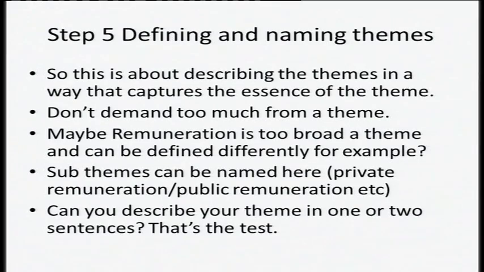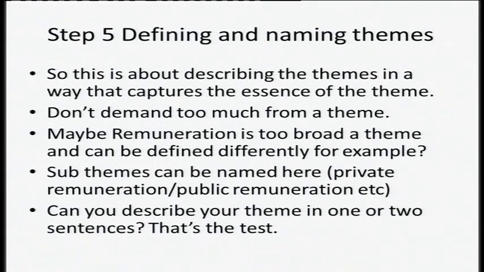So you've done your coding, you've revisited your themes, you've got your sort of candidate potential themes. Now you need to have your final themes. Now, life is short. You can't spend forever generating themes. So don't demand too much from a theme, right? So the theme remuneration can only mean one thing. Decide what it means.